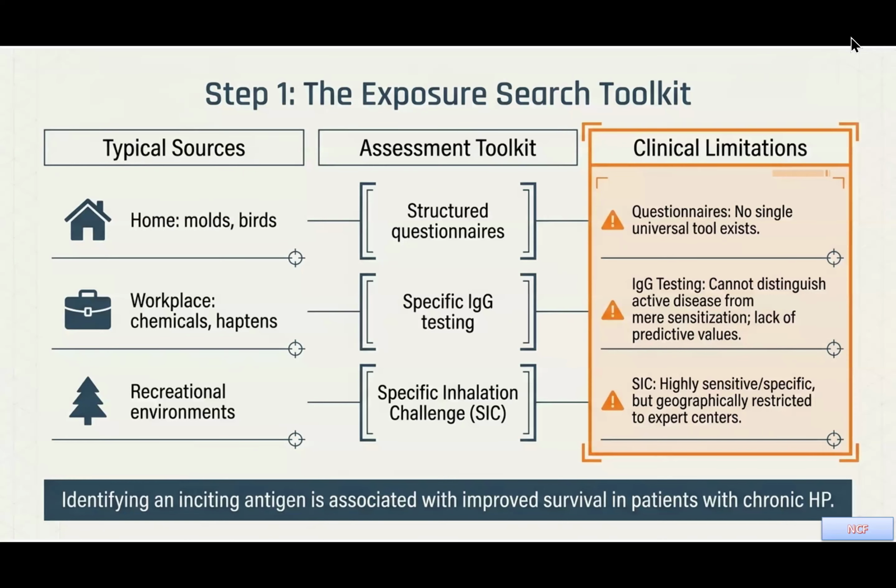So, what are the typical sources? At home, there could be mold, there could be birds. At workplace, there could be chemicals, other haptens. It can be a recreational environment as well. So the structured questionnaire, specific IgG testing, and specific inhalational challenge tests are available. However, there is no one single questionnaire or universal tool which exists as of now, with which you can assess the antigen exposure.